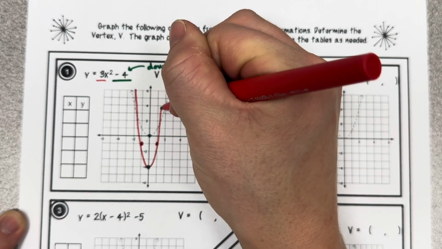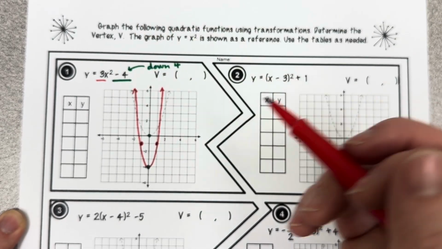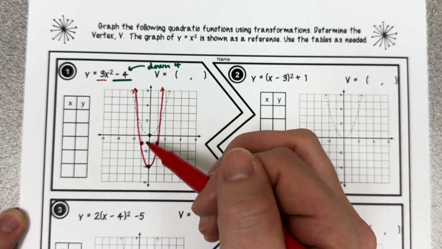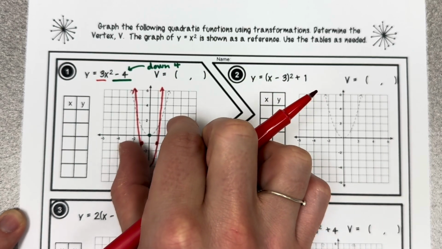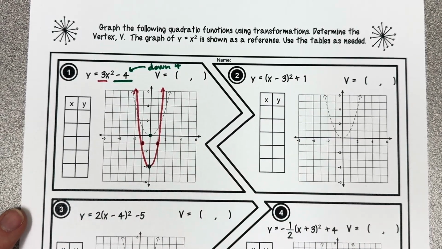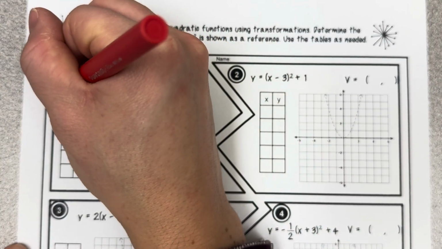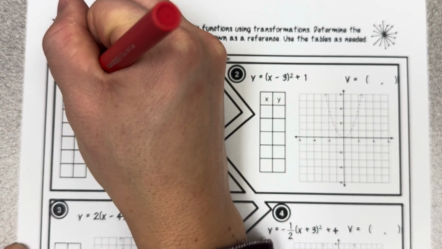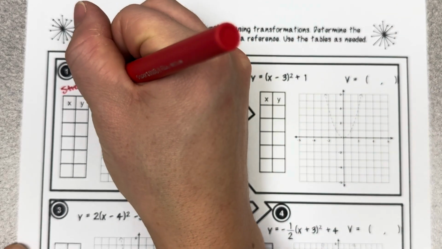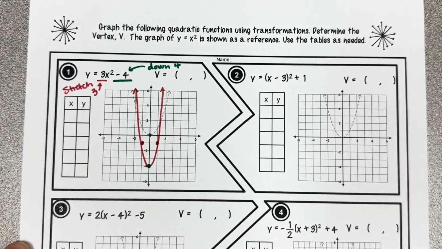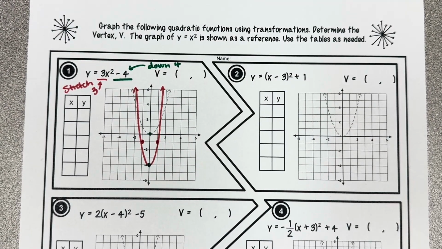Okay, so now we can graph that. So we see that it's been moved down 4, but it's also been stretched a little bit. So that's where that stretch of 3 comes in. So I'm going to go ahead and label that stretch 3. Now, I will tell you, the stretches and compressions will not be on your test. So if that was kind of confusing, don't worry about it.